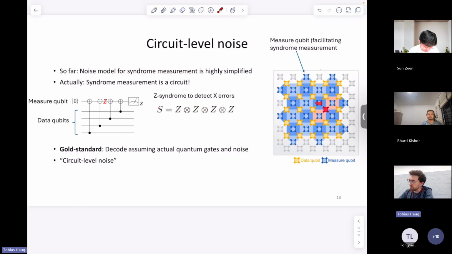And this measurement qubit now interacts with the surrounding data qubits via CNOT. We apply the CNOTs and then we measure. You can easily show that this measurement operation corresponds to measuring the syndrome. It's basically doing a projective measurement onto the stabilizers, and then the measurement outcome that we measure here gives us the syndrome.